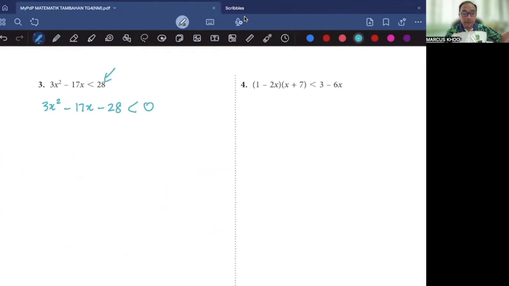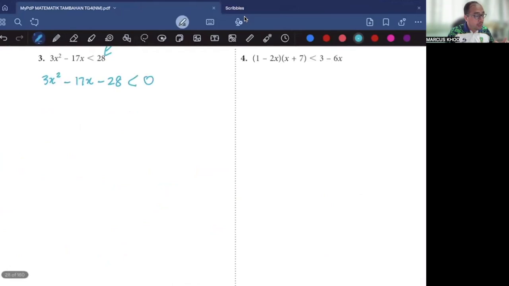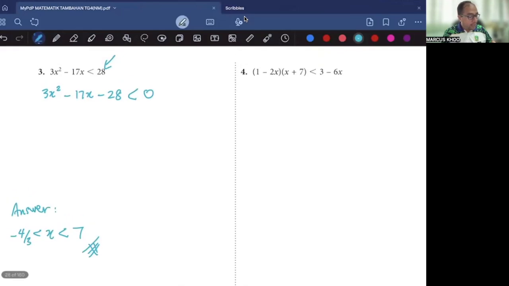Then from here, you can do the same thing already. I'm going to let you try this on your own. I'm just going to give you the answer at the bottom here. The answer is x is in between -4/3 and 7. This is the answer. Go and figure it out and try to answer this on your own. On the right-hand side, also the same.